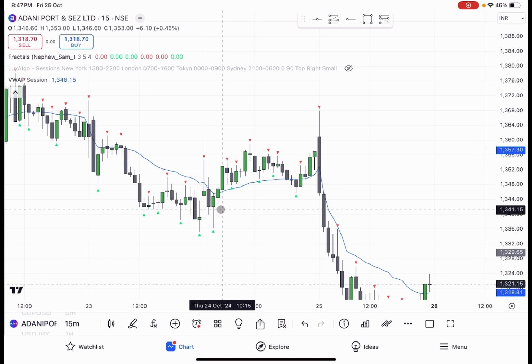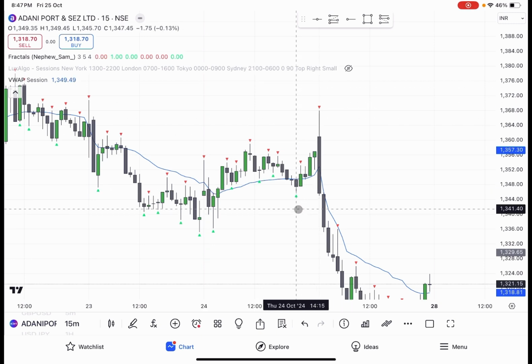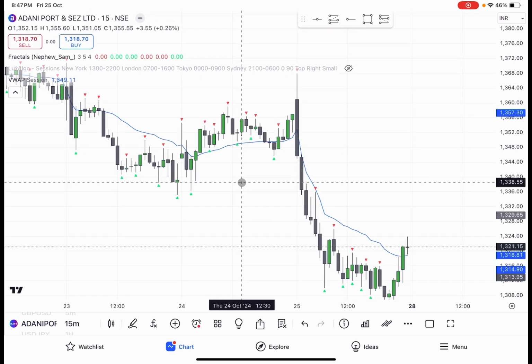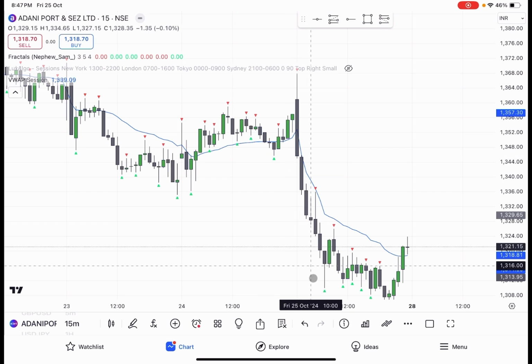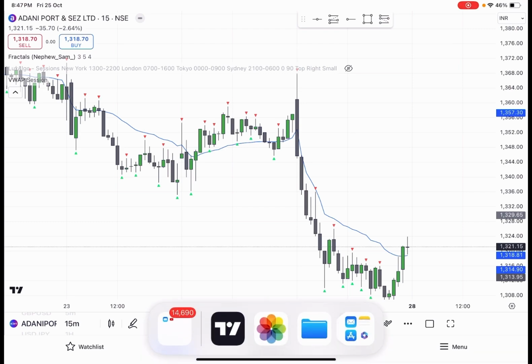Here also you can see that a hammer candle went above the VWAP. If you'd entered over here, it would have gone up here also, and it would have gone up. Here there was a sell. If you would have entered over here, then you could have captured this. So I'm not saying that tomorrow go and start doing this, but I'm just showing you how powerful the VWAP indicator really is.